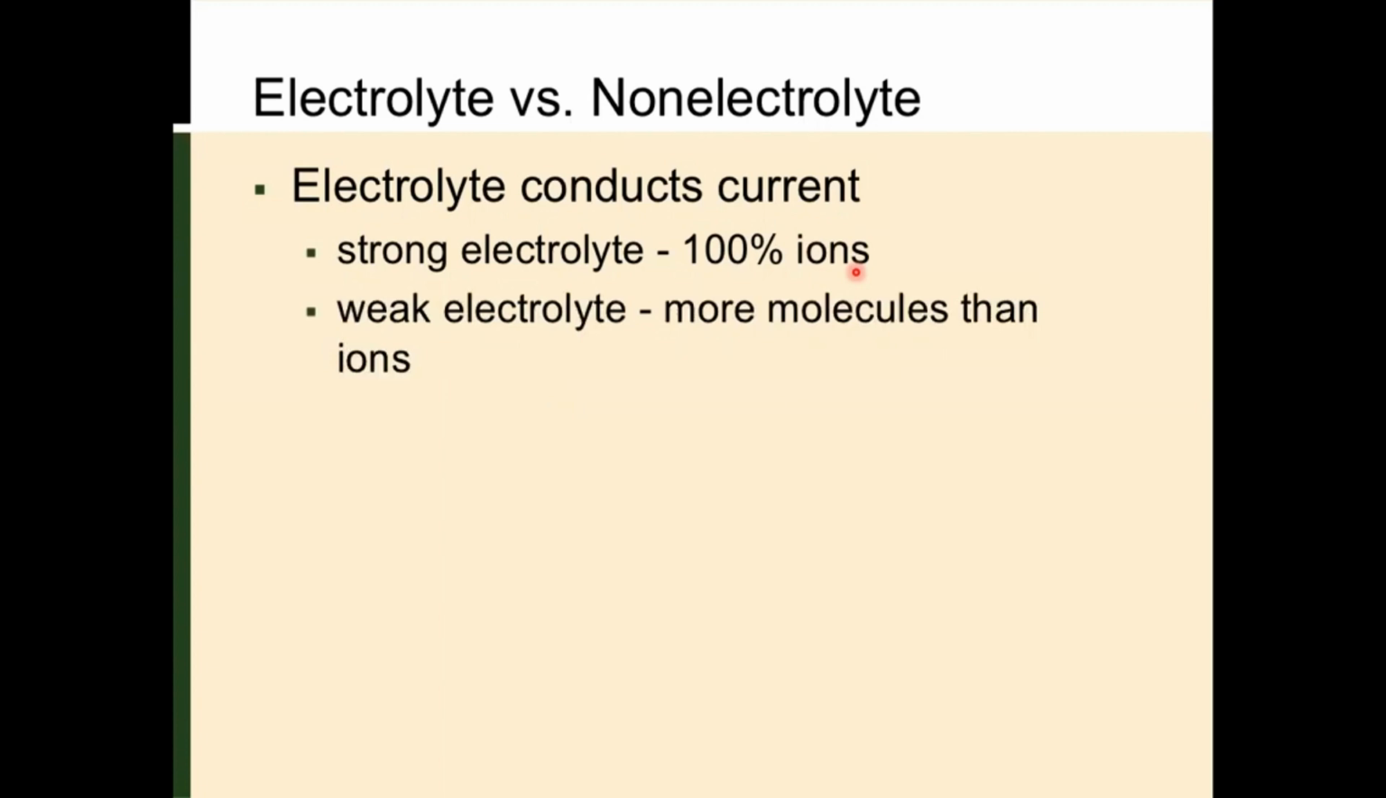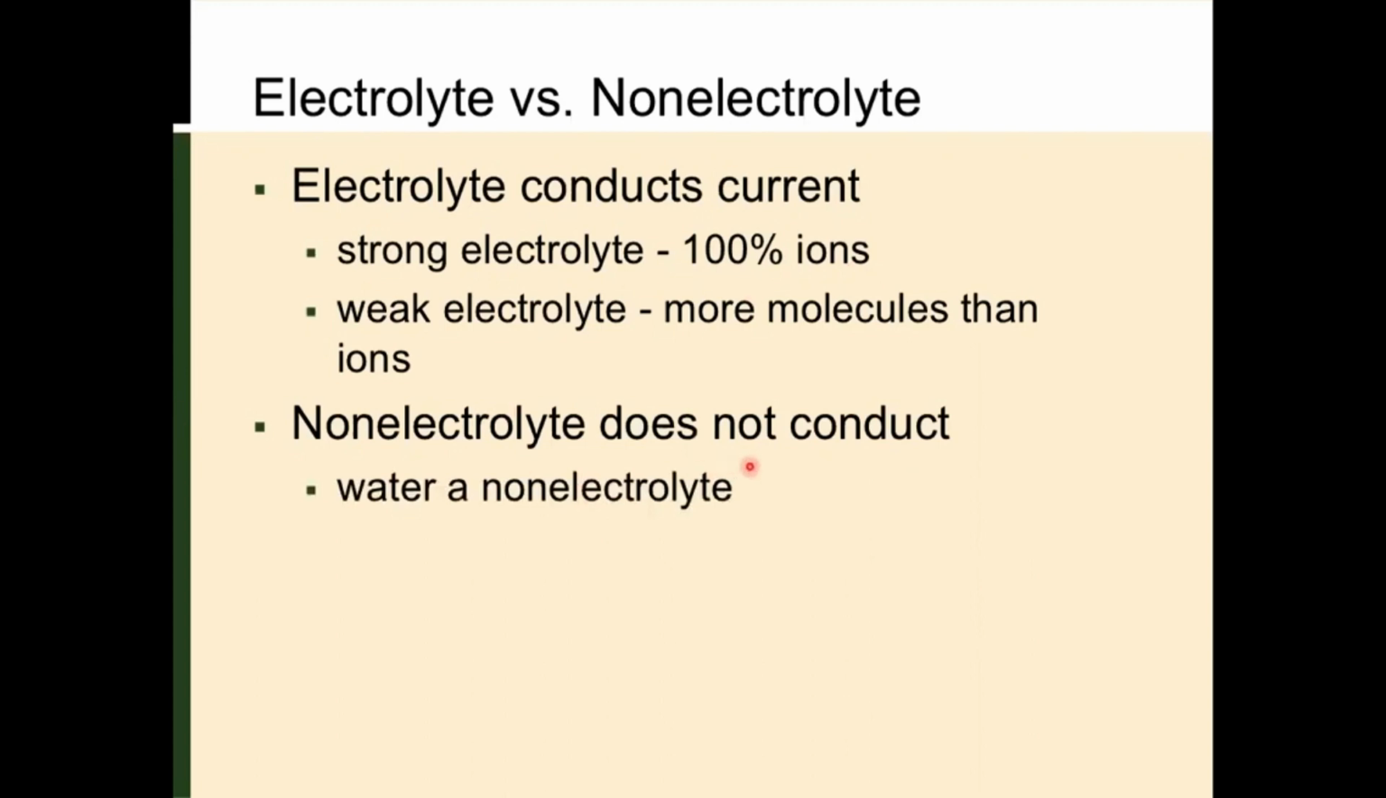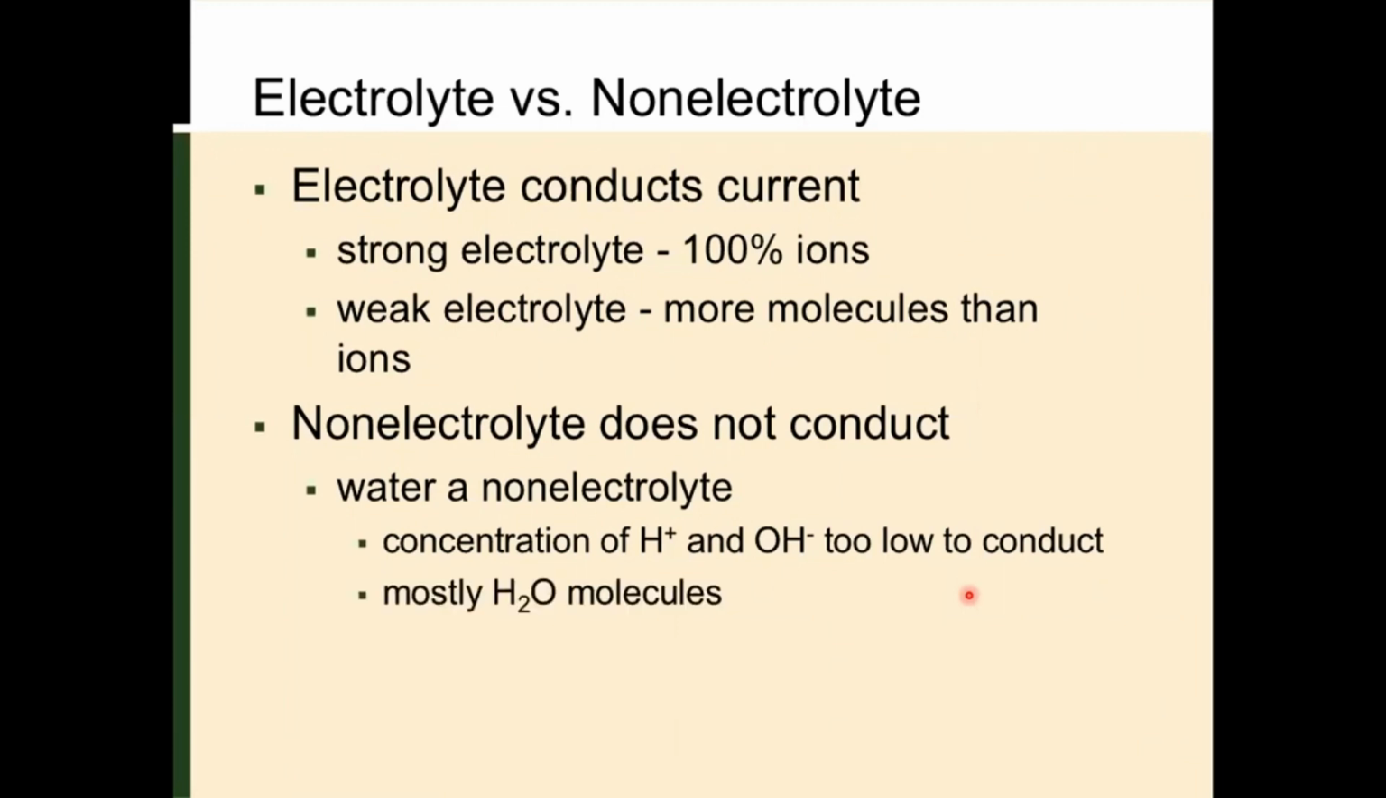A weak electrolyte has more molecules than ions. That means they don't really dissociate so much, or the concentration is very low. And non-electrolytes do not conduct. For example, if we dissolve sugar in water, that's a solution, but it's not an electrolyte solution because sugar is a molecule and it doesn't conduct electricity. So water is a non-electrolyte, more or less. The concentrations of H plus and OH minus are too low to conduct. They're very, very low in concentration. They do conduct a little bit, but it's almost negligible. Mostly water molecules, yeah, that's true. For pure water, it's mostly just water.